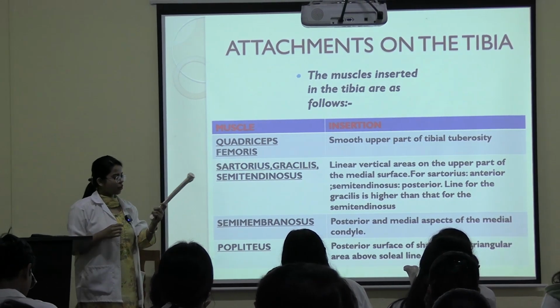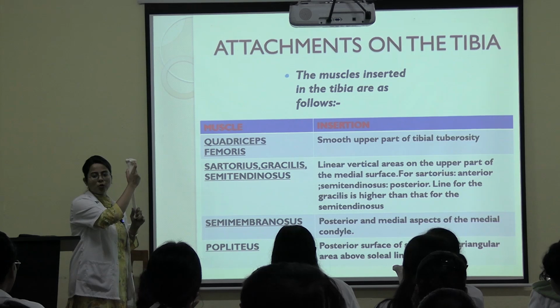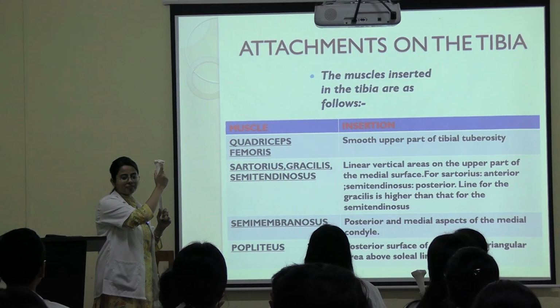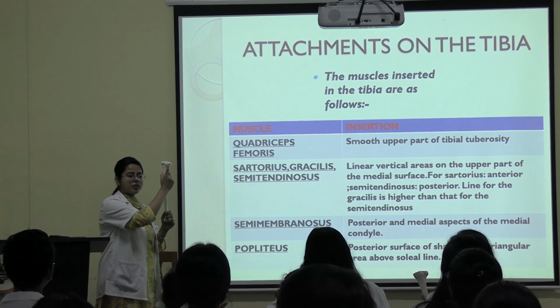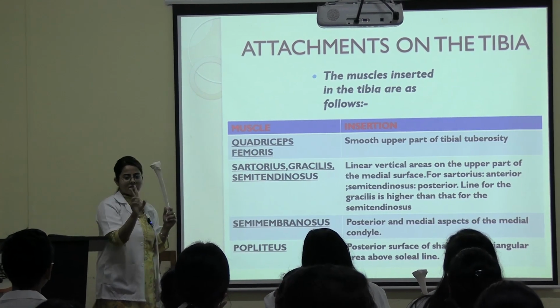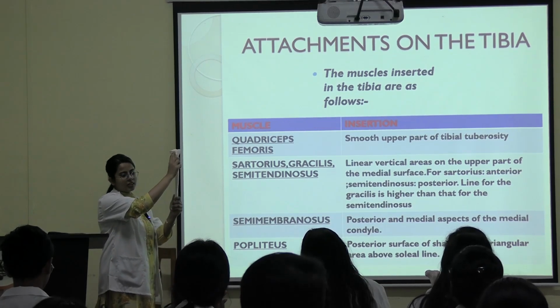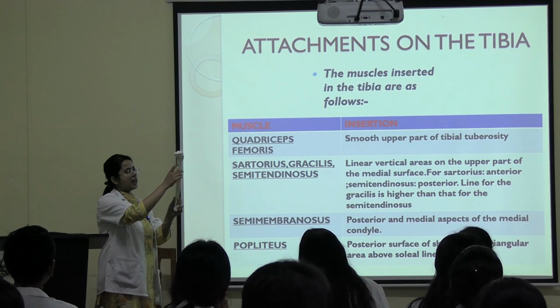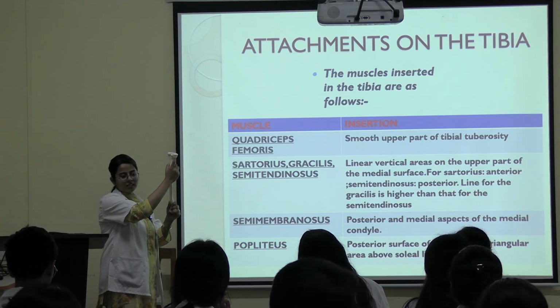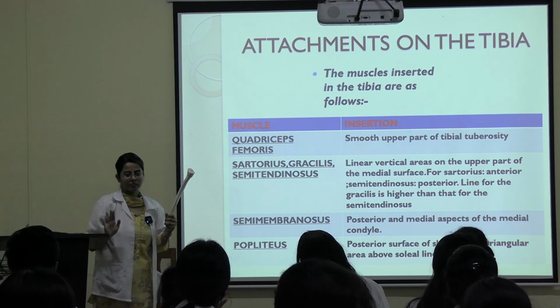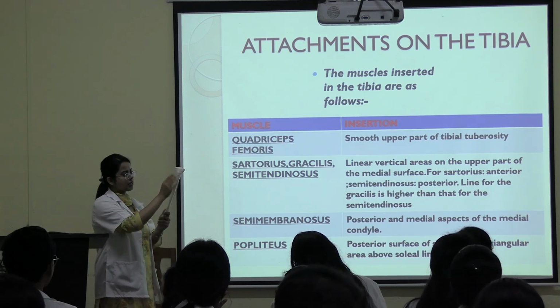Now in the medial condyle, as I said, there is one groove for which muscle? Semimembranosus. So it is inserted here. So two muscles done. One is quadriceps femoris in the upper smooth part of the tibial tuberosity. Clear? Another is semimembranosus in the groove behind the medial condyle of the tibia. Clear? Now let's go to the medial surface.